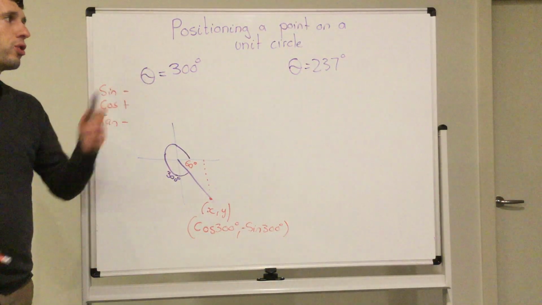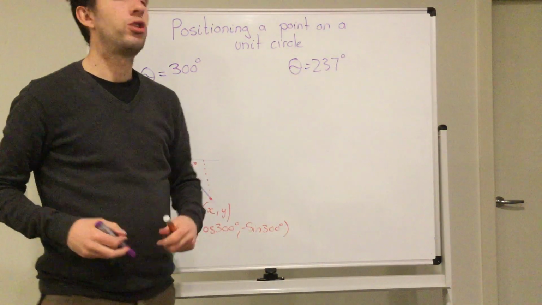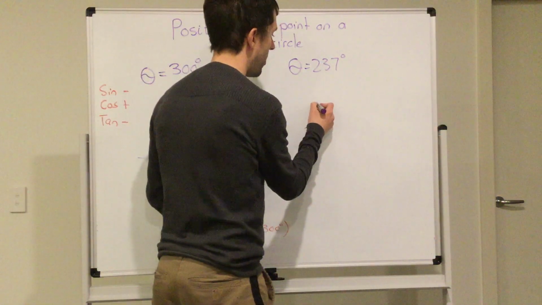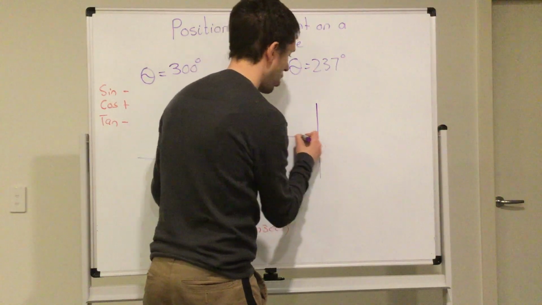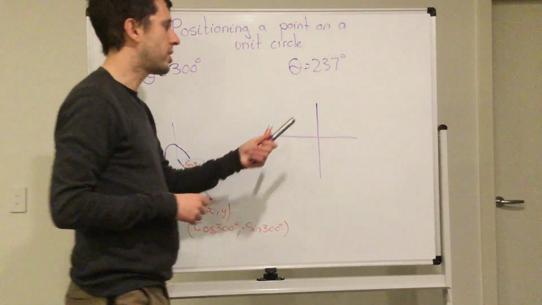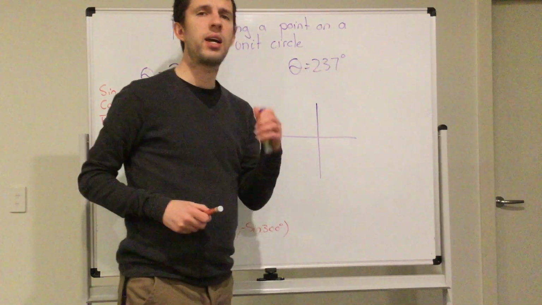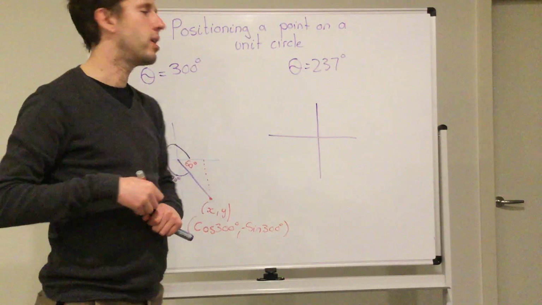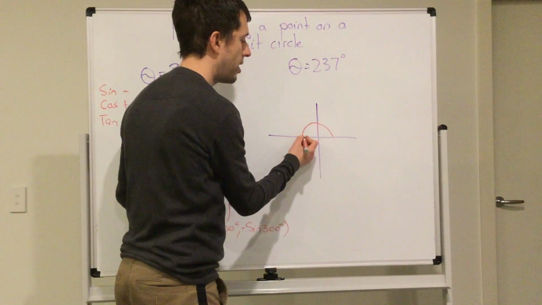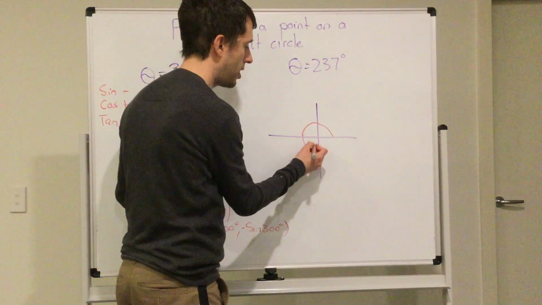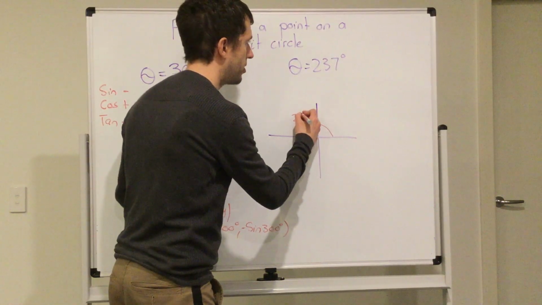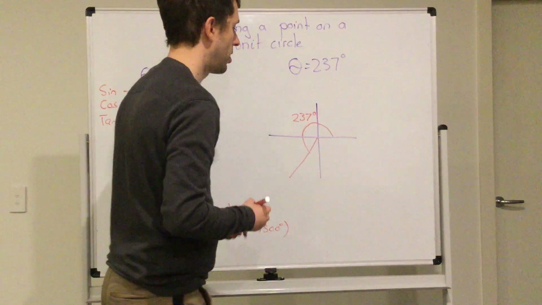Let's move on to alpha, 237 degrees. The first thing I'm going to do is draw my quadrants. Once I've drawn my quadrants, I'm thinking about where 237 degrees fits. I'm going 90, 180, it's less than 270, so it's in here. So I know this is 237 degrees.